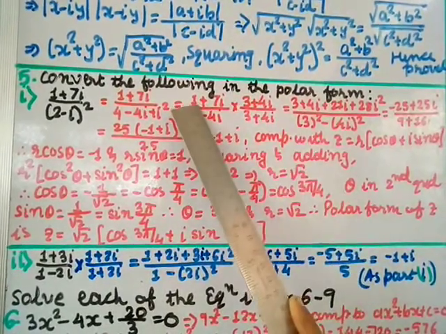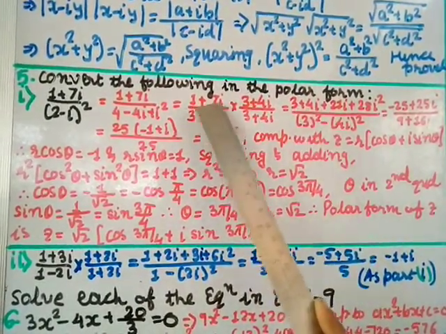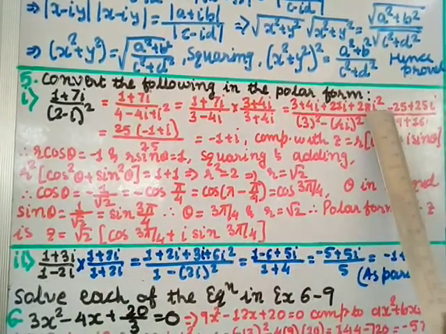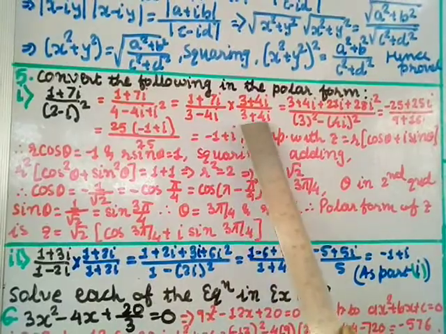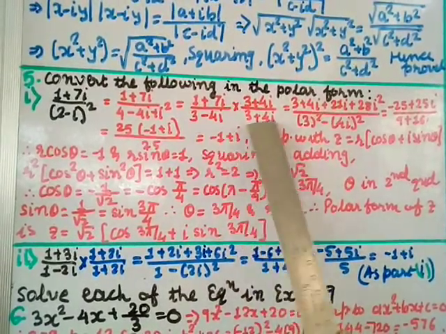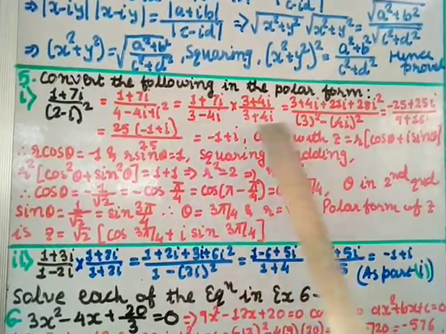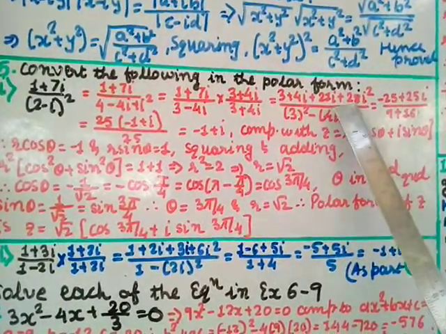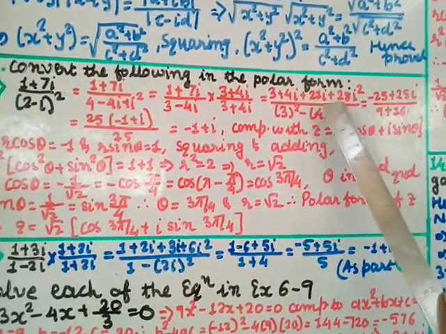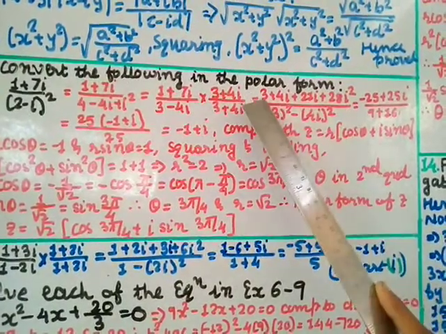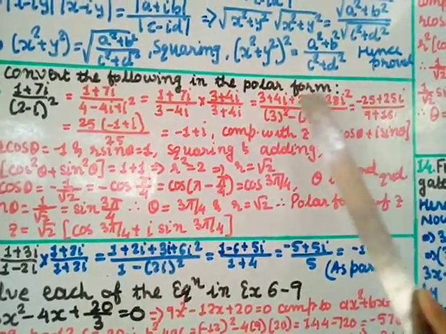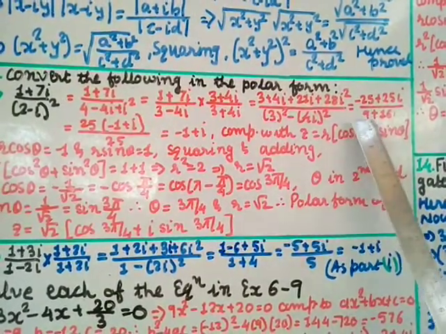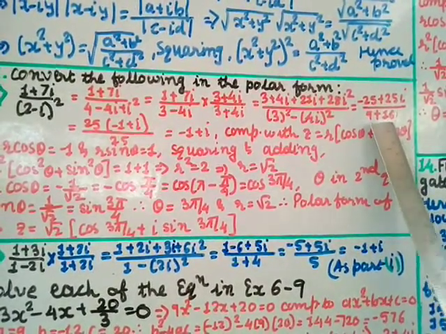Then inside here you multiply these two terms. So 1 into 3 is 3, plus 1 into 4i is 4i, 7i into 3 is plus 21i, 7i into 4i is plus 28i square, and the denominator is (a plus b)(a minus b), so the formula is 3 square minus (4i) square. Here you can see 28i square is minus 28. So you get minus 28 plus 3, which gives you minus 25, and 4i plus 21i will give you 25i. Here 3 square is 9 plus (4i) square, 16.